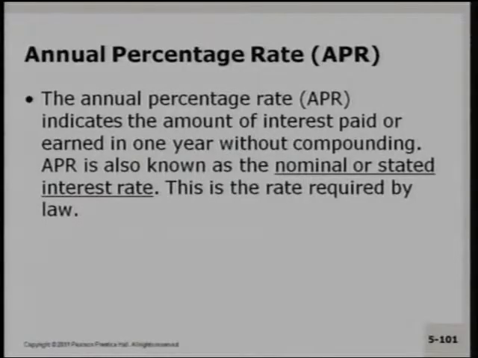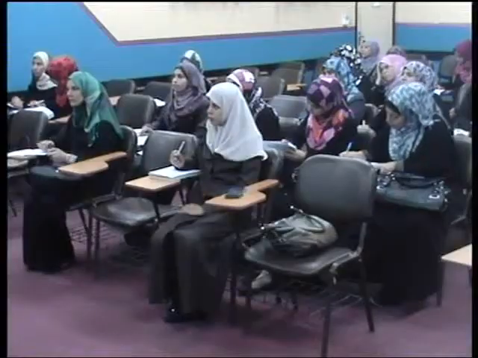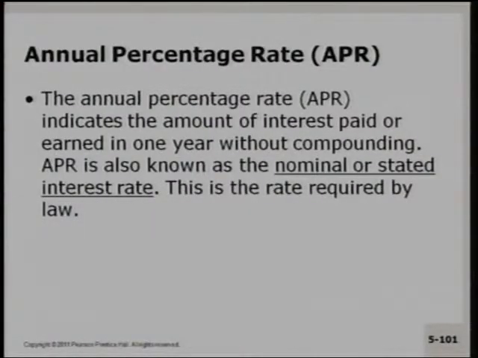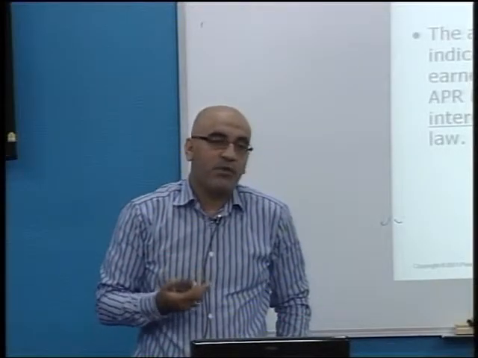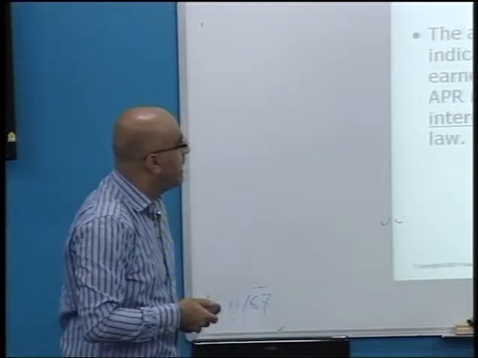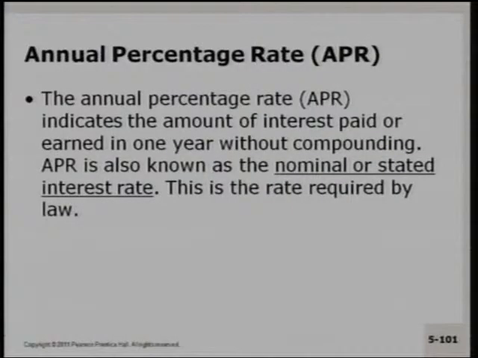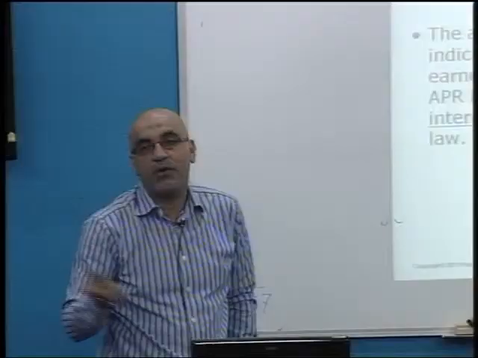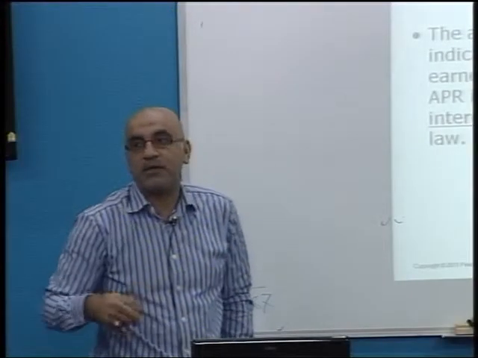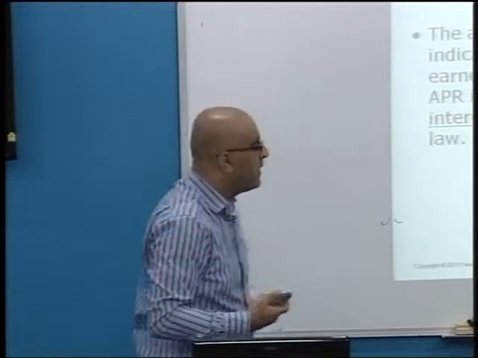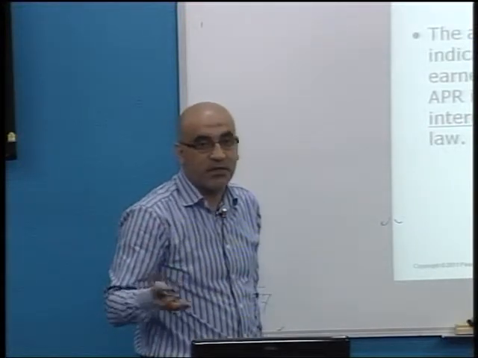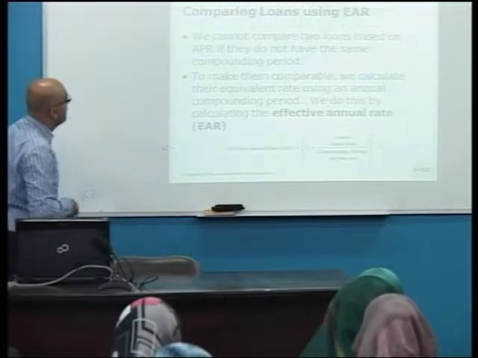The annual percentage rate indicates the amount of interest paid or earned in 1 year without compounding. The annual percentage rate is also known as the nominal or stated interest rate. So any interest rate compounded annually is called nominal. This is the rate required by law, so this is generally applied in all of the banks. However, other banks, based on customer needs, calculate daily or monthly or semi-annually, whatever.